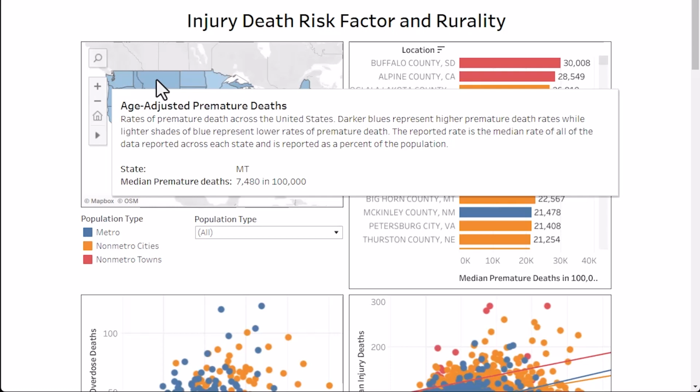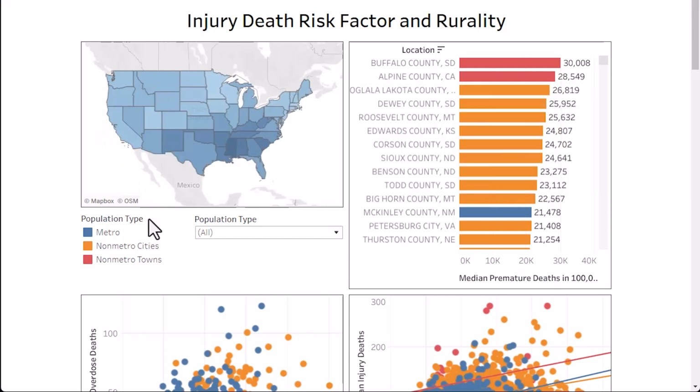As you can see, the state of Montana has 7,480 for every 100,000 people. And those states that have higher premature death rates are identified in darker blue, and the lighter shades of blue represent those states with lower premature death rates.